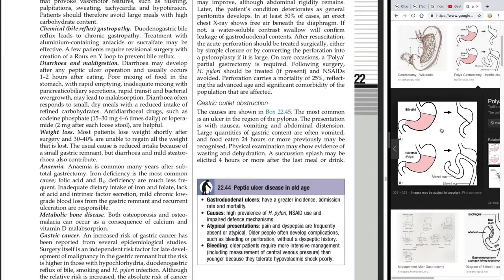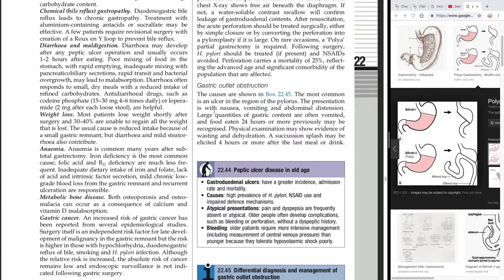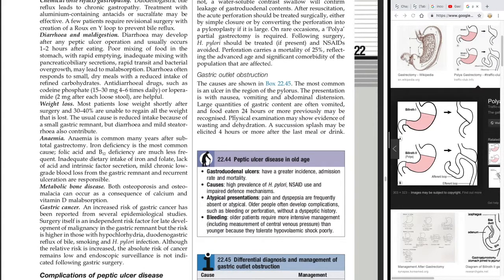And then it'll become really distended. So this distension will cause nausea and also vomiting. Whatever you eat will be vomited out. Large quantities of gastric content are often vomited, and food eaten 24 hours or more previously may be recognized. So whatever you eat, you vomit out, and you may be able to recognize that's the food that you ate about 24 hours ago.